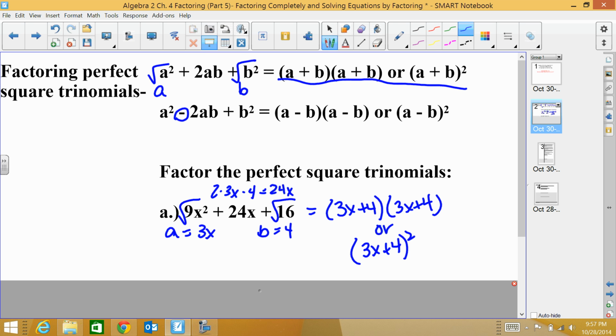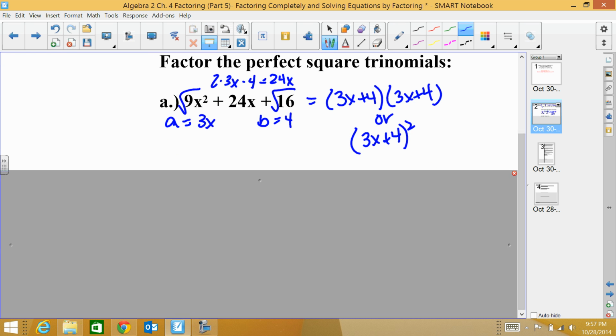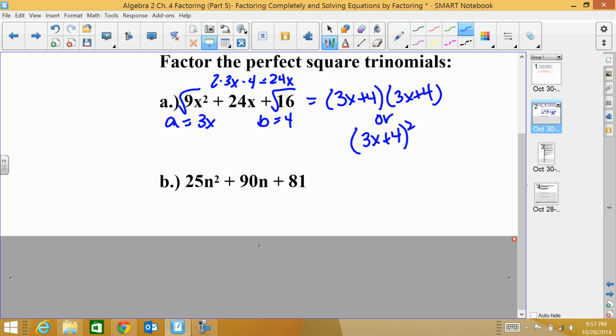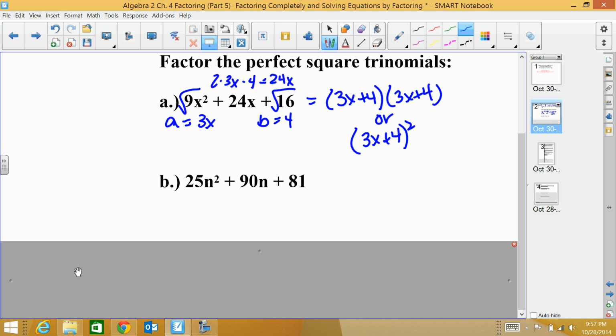So this is just a shortcut for factoring. Now, like I said, you do not have to use this shortcut. You could just use the AC method. But sometimes it gets kind of tricky. If I look at this one, I can see that there are no greatest common factors that I can take out. And these are rather large numbers. So if I was to try to take 25 times 81, which would be 2025, and then try to find factors of 2025 that added to be 90, that might take me a while. So it's kind of easier to use the shortcut.